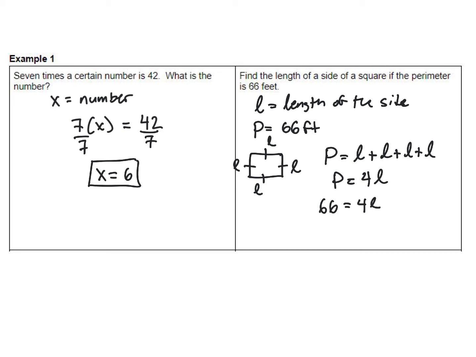My goal is to solve for L, so the last thing I need to do is just divide both sides by 4, and then I would figure out what the length is. In this case, the length should be 16.5, and then I'm going to express the correct unit. Since it's talking about perimeter in feet, it would be 16.5 feet for the length of that side.